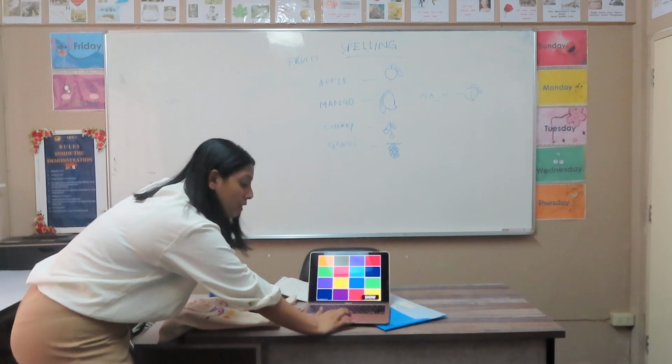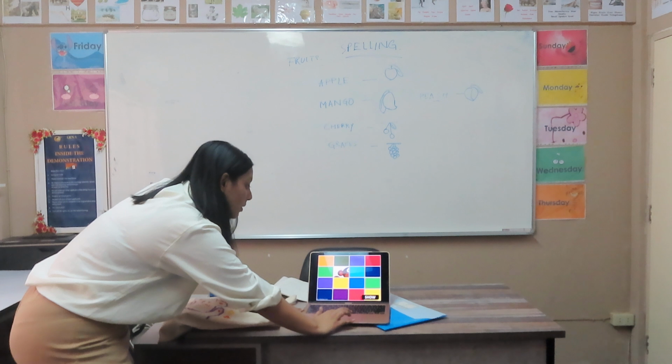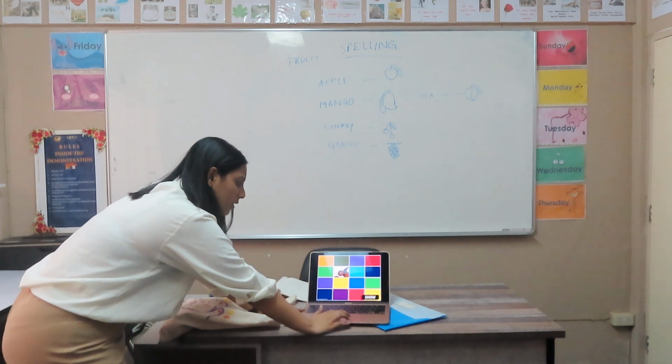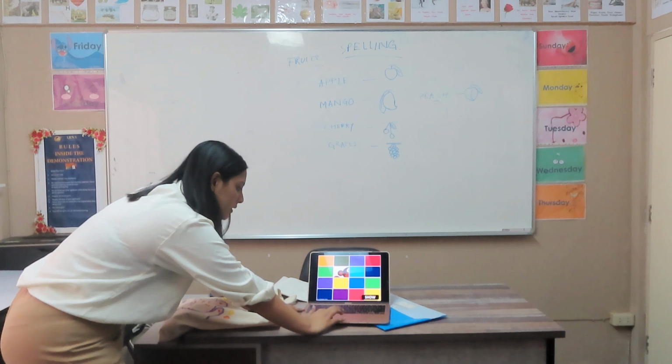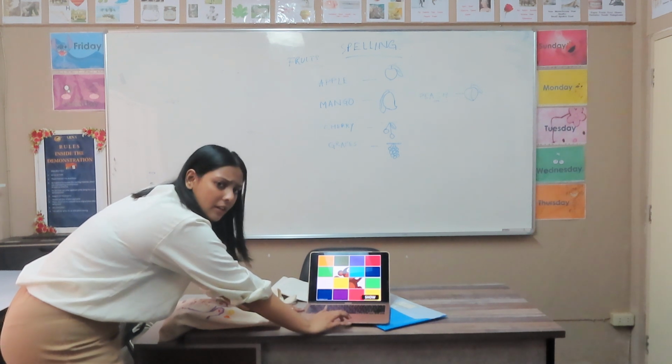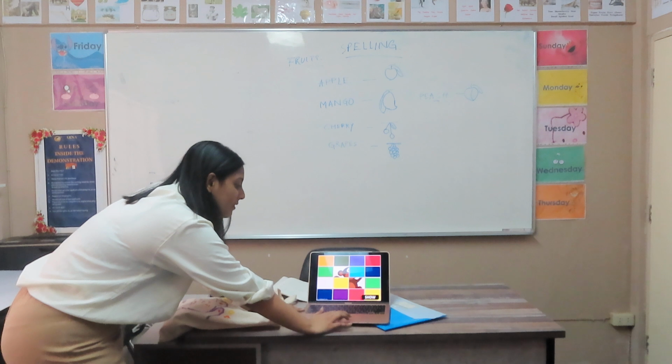Let's do one more. What is this? Is this a spider? Let's try purple. Okay, we cannot find anything. Let's do blue again. What is this? Is this a cat? Is this a lion? Is this a tiger? What animal? Tell everyone. This is a monkey, right?